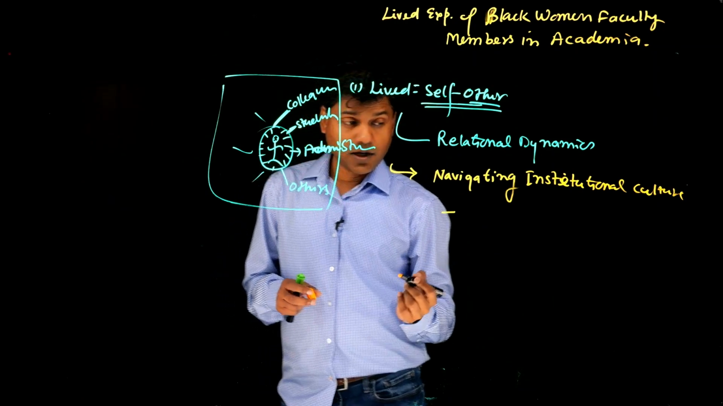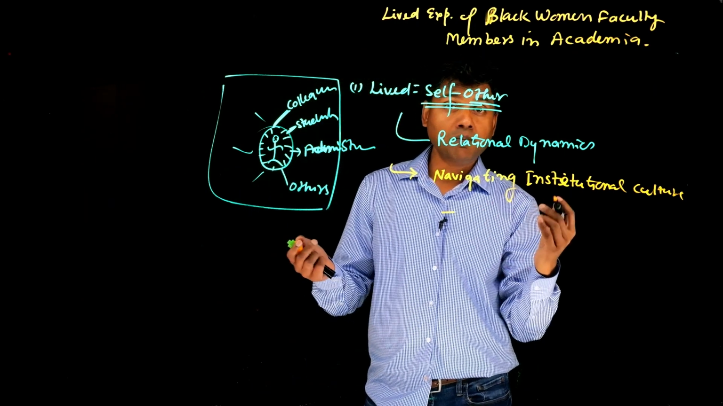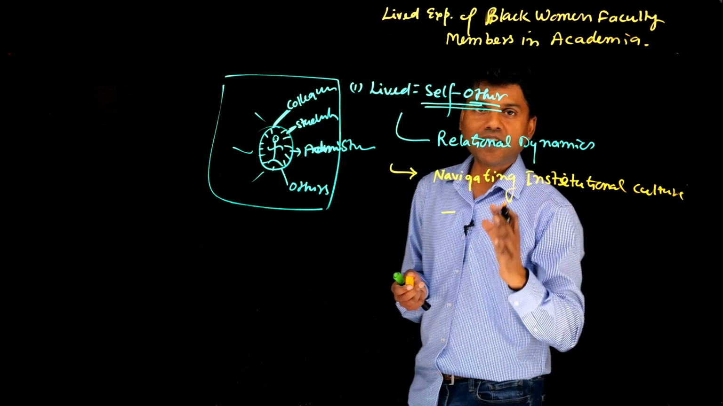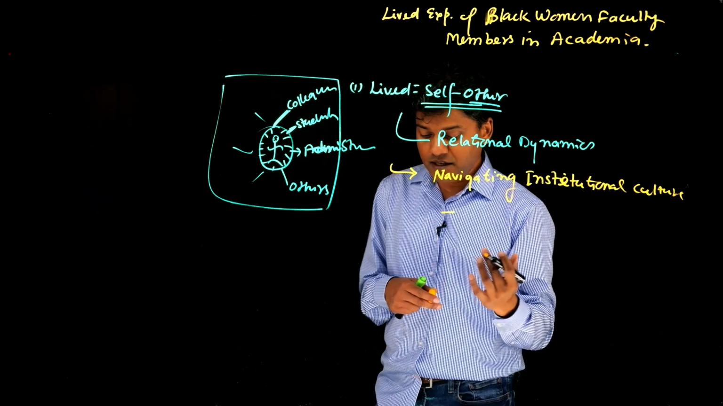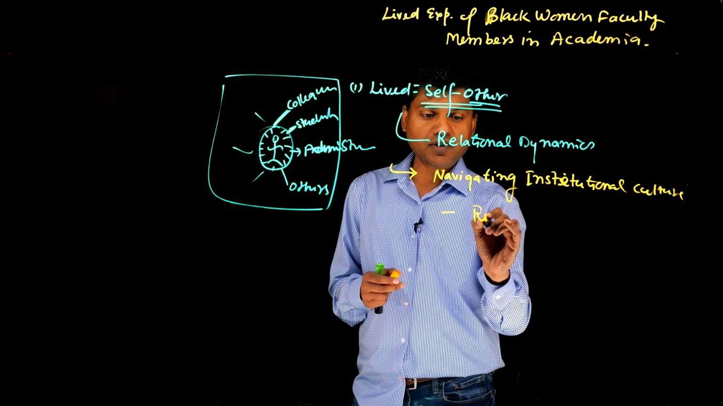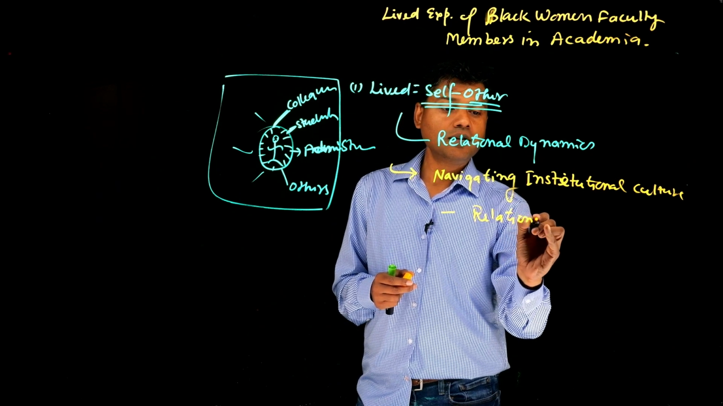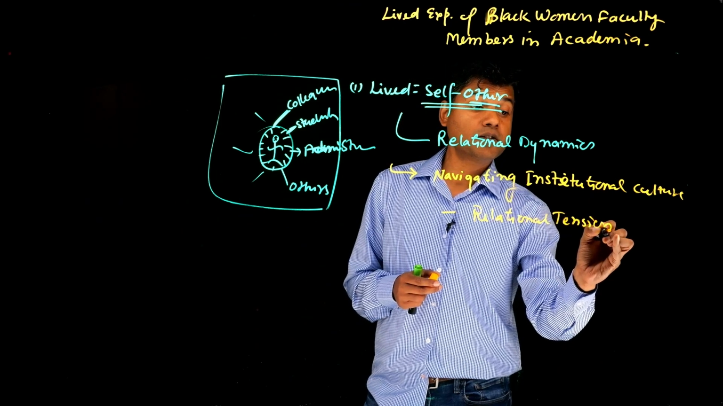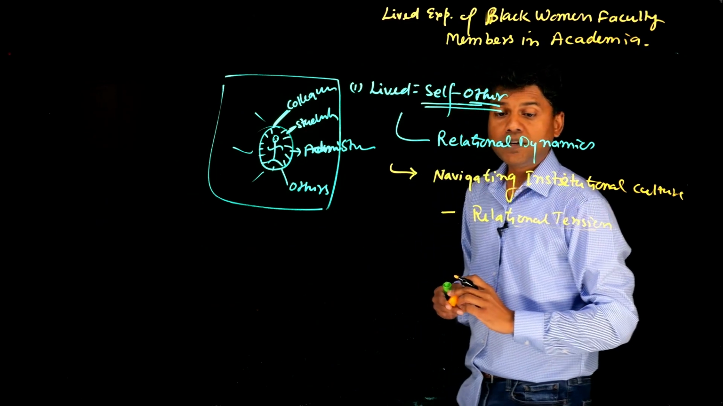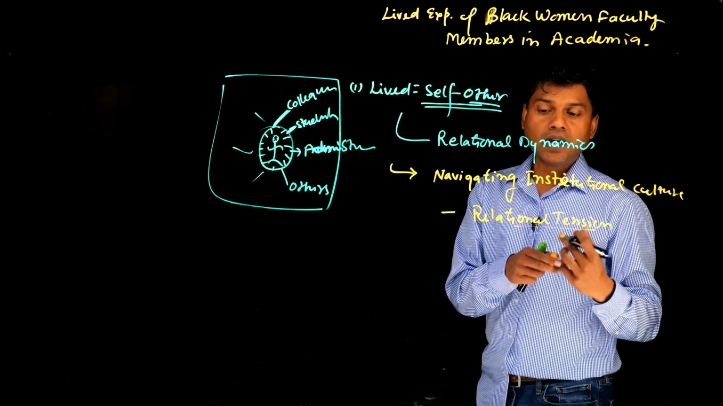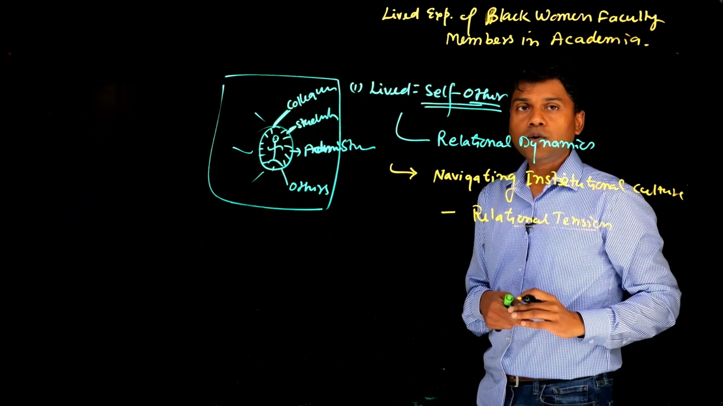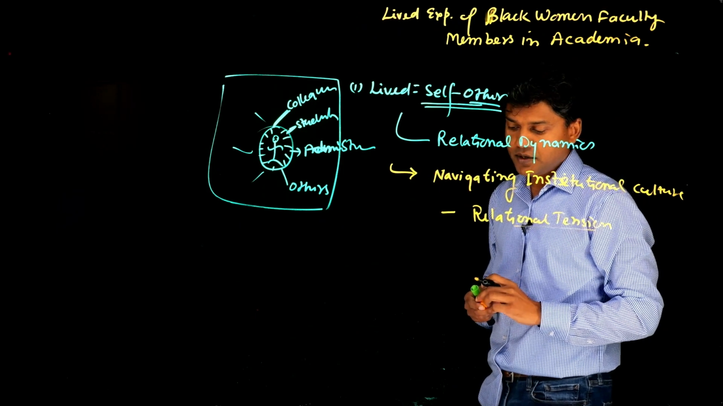and maybe I'm just hypothetically talking. This is not an actual study that I'm referring to, but I'm hypothesizing that maybe the data might say that there were some relational tension. So this might be a theme which is emerging from the data, relational tension between the Black women faculty and the predominantly white faculty in the department.